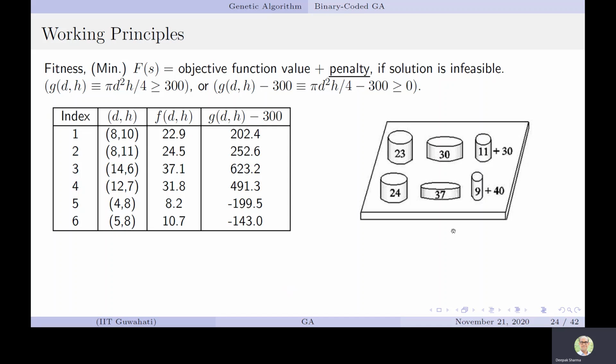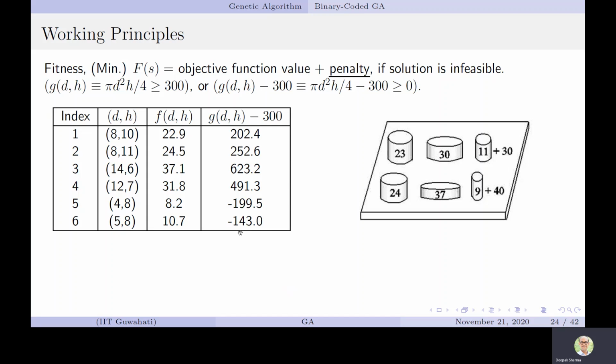If you look at the figure on the right hand side, suppose these are the cylinders. The first 4 solutions are feasible, and you can see 11 plus 30, 9 plus 40. Solution 5 is 8.2, which we have taken as 9, and we have given more penalty of 40 as compared to the solution having fitness 11. It is only because the constraint violation of solution 5 is more than 6.